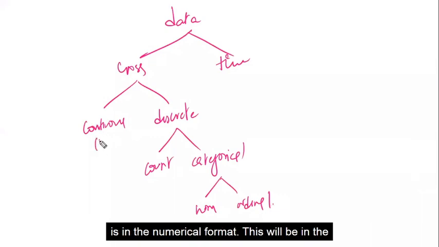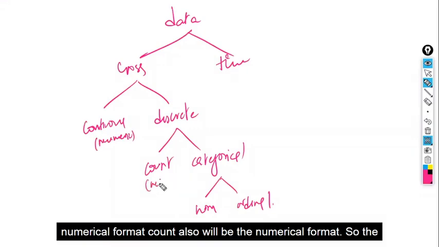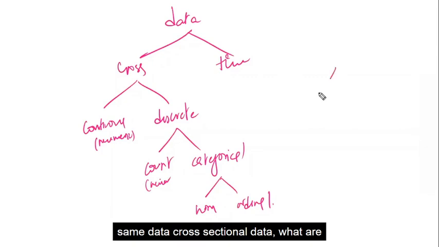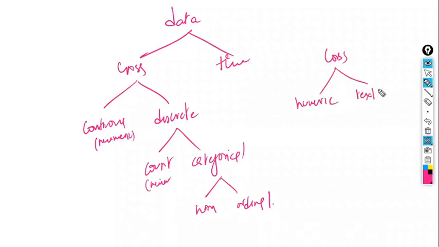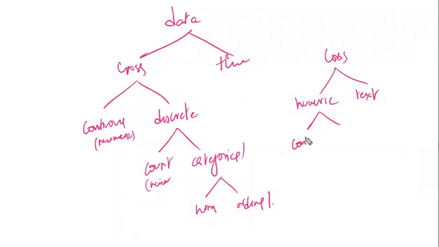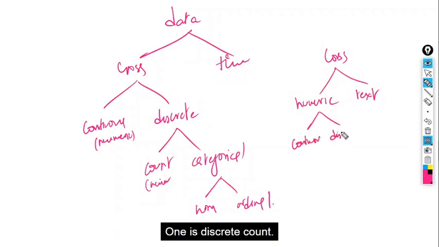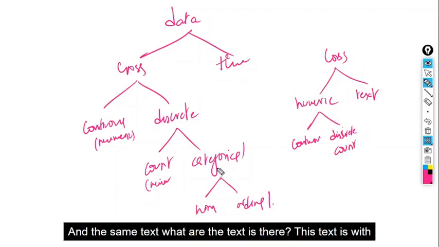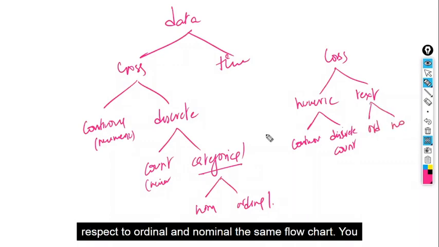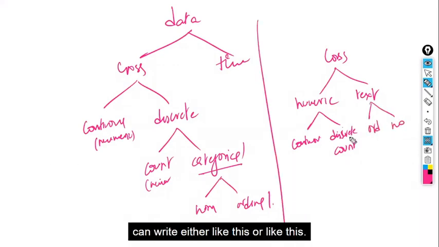Now, this one is in numerical format, and count will also be in numerical format. So the same cross-sectional data, can I write it like this, in numeric and text? Within the numeric, one is continuous and one is discrete count. And the text is with respect to ordinal and nominal. The same flow chart, you can write either like this or like this.